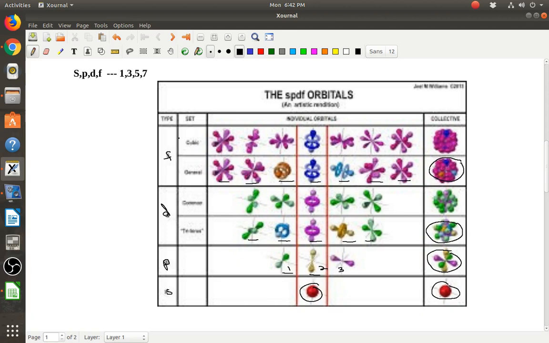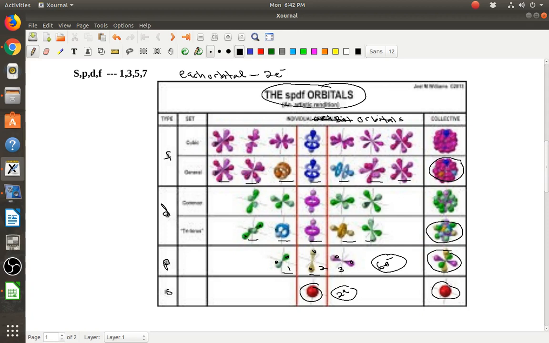Remember that each orbital can hold 2 electrons. So the S sublevel has 1 orbital, and 2 electrons is all it can hold. The P sublevel has these 3 individual orbitals. So the P sublevel has 3 orbitals, and each can hold 2 electrons. So I could draw an electron here and here: 2, 4, 6 electrons. So 6 electrons can fit in the P.